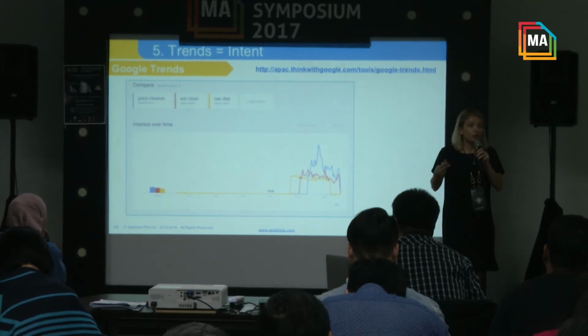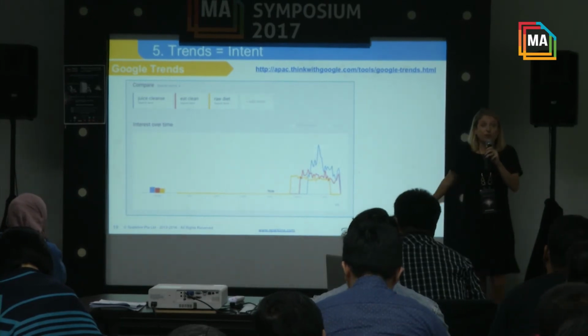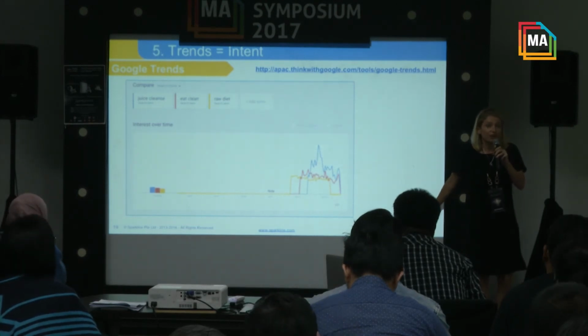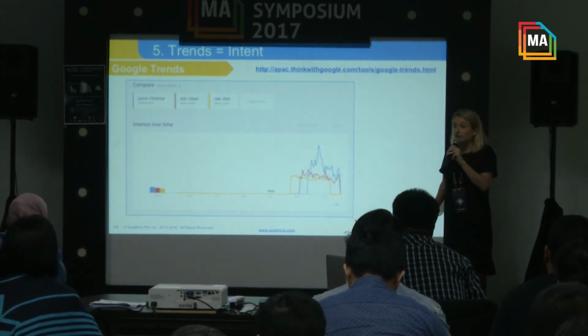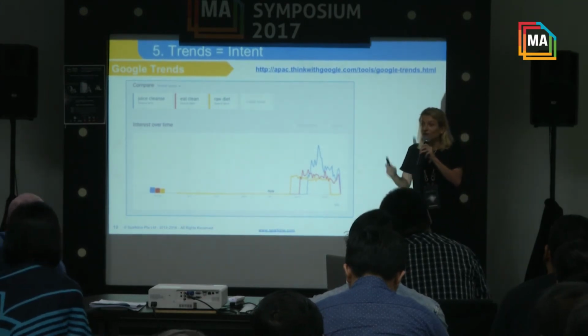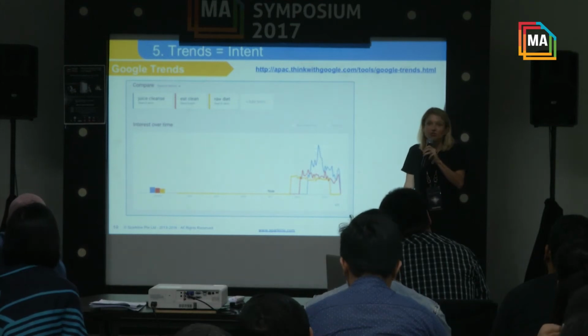And it'll also show you at the bottom of the page the regions where most of these types of terms are coming from. So if you want to launch a global business, you may be able to see that, for example, in Australia, it's far more popular than anywhere else in the world right now. So I would start there because they're showing intent.